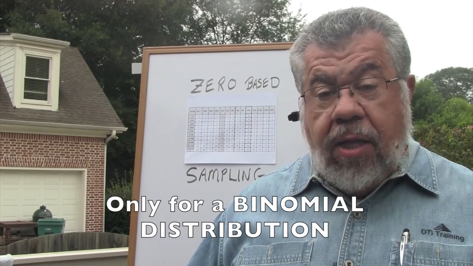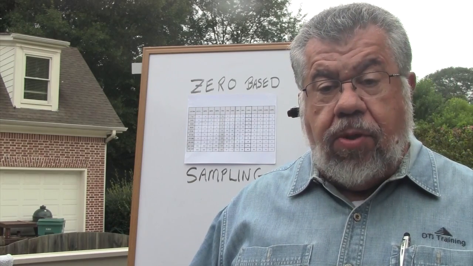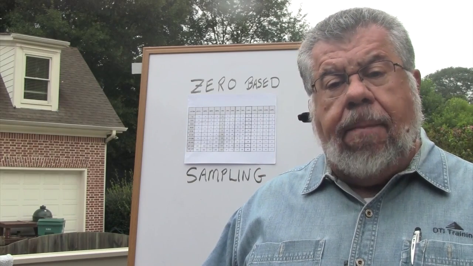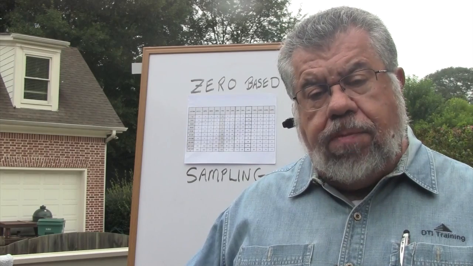Now, I know there's a lot of different distributions, alpha, beta distributions, all kinds of distributions. But it's important to understand that this sampling plan must be used with a binomial distribution.